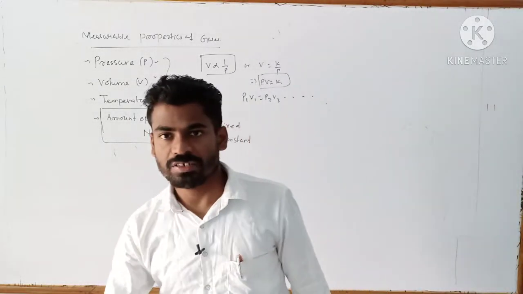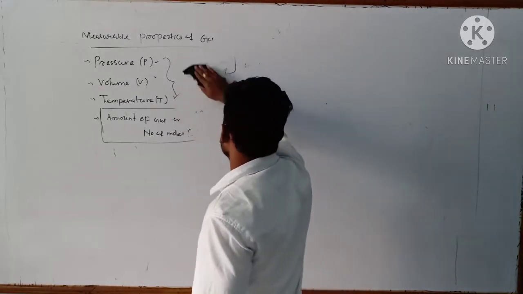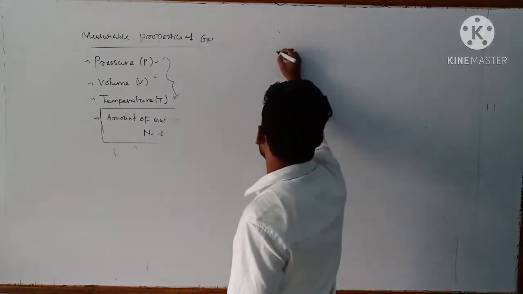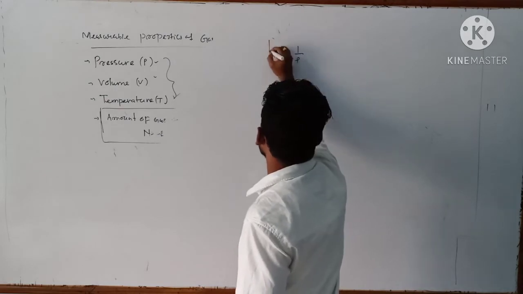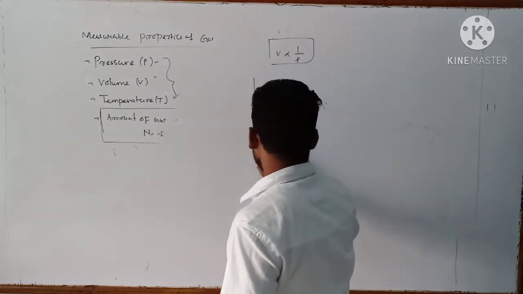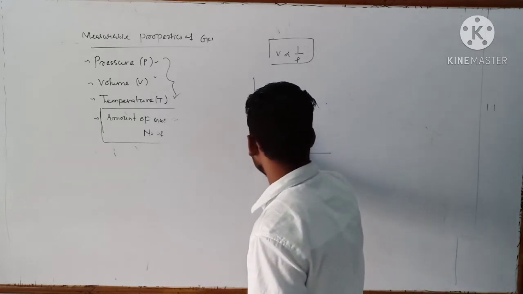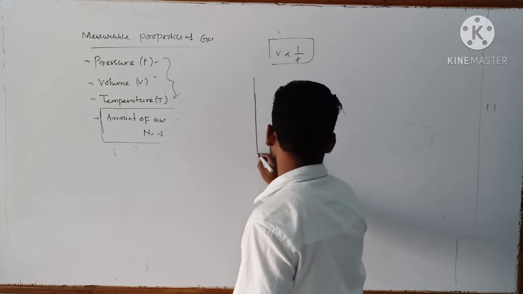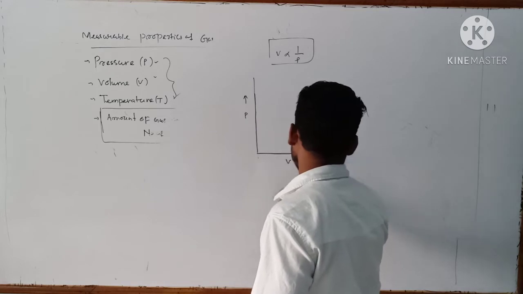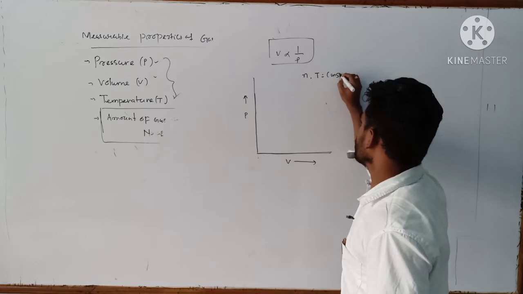I have told you about the graphical representation. Let us repeat it again. The graphical representation of Boyle's law was very important. If I represent V is inversely proportional to P, pressure and volume are inversely related. If I put a graph over here, one axis is pressure and this one is volume, and what are the constant quantities? The number of moles of gas and temperature.